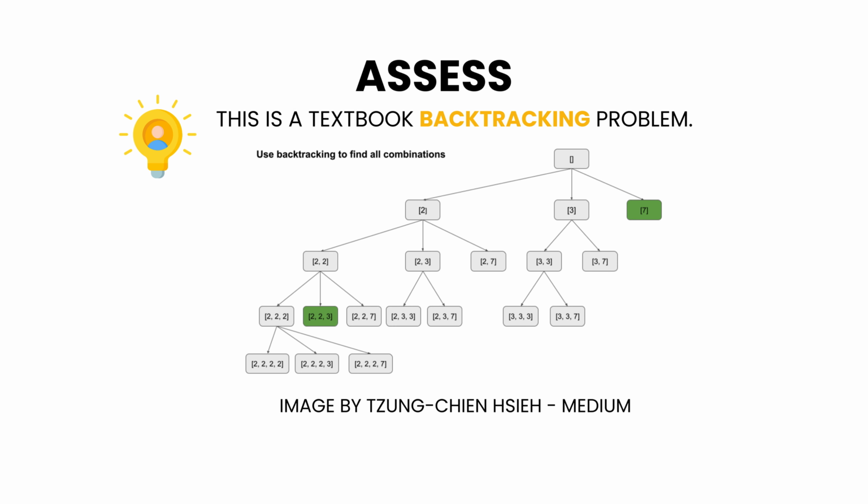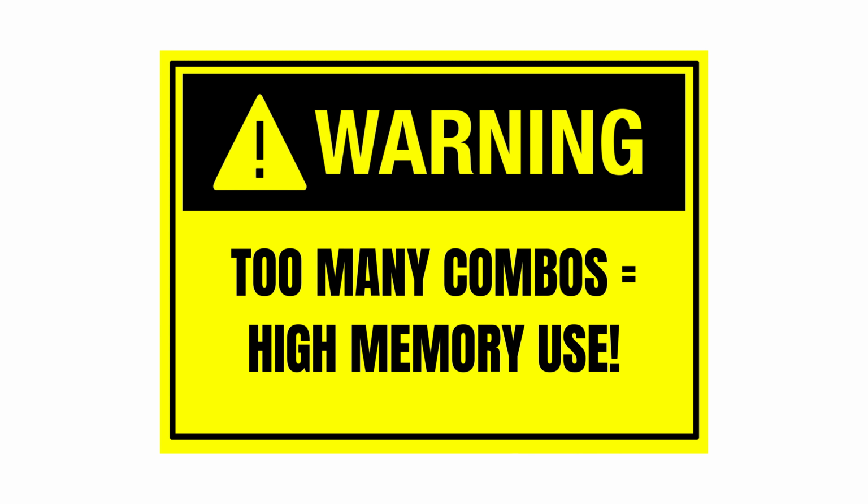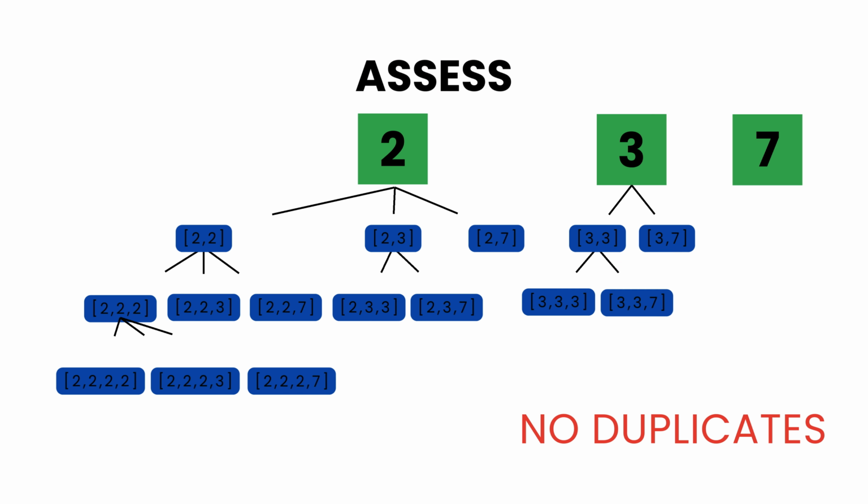This is a textbook backtracking problem. We'll build combinations incrementally, backtracking whenever we overshoot the target. Space complexity can grow quickly with all those combinations, so be mindful of input size. Duplicates are avoided naturally if we always build from the current index forward.